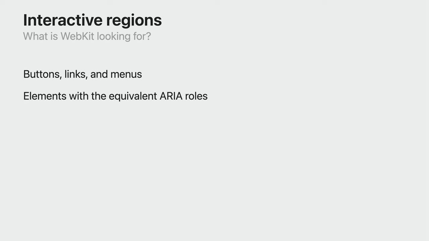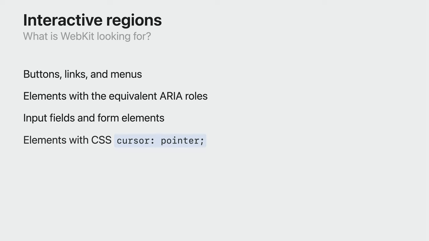This system is based on what we call interactive regions. They are automatically generated by Safari's WebKit engine, based on your accessible markup and CSS styling. Buttons, links, and menus, or elements with the corresponding ARIA roles, will automatically get highlighted. Same goes for input fields and form elements, even when they have custom styles. But make sure to use cursor pointer for other HTML elements if you want to indicate that something is interactive. Let's see how it works.